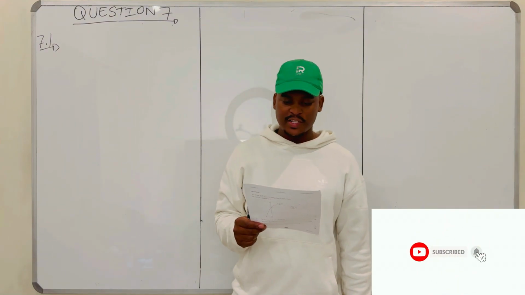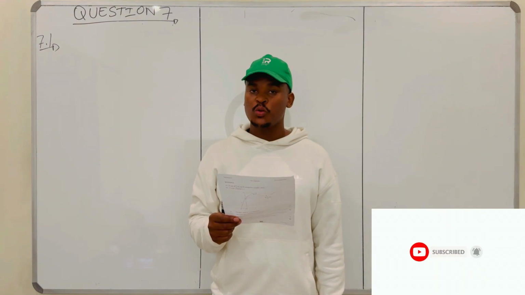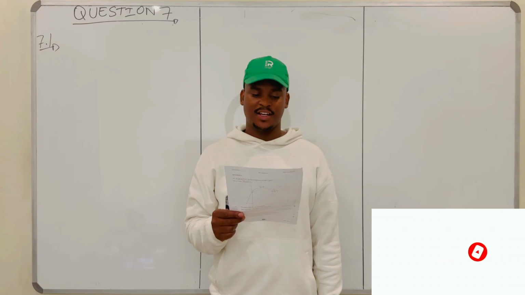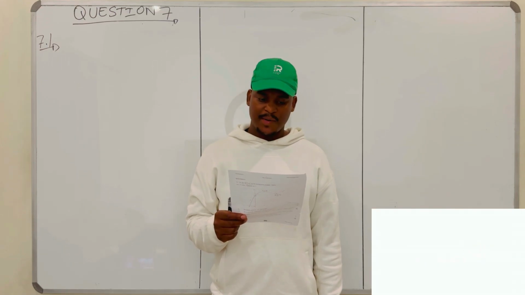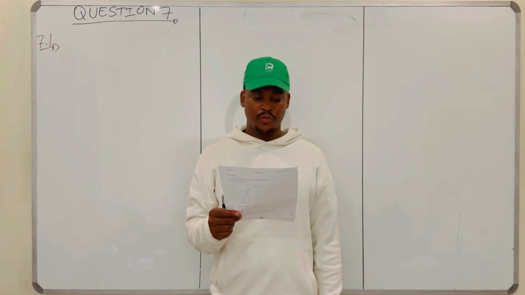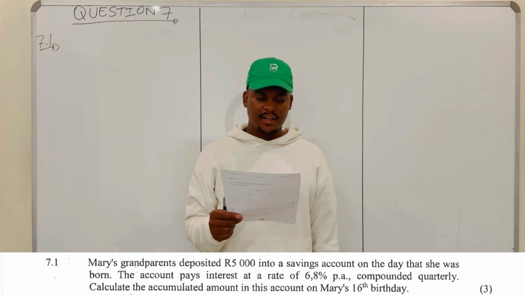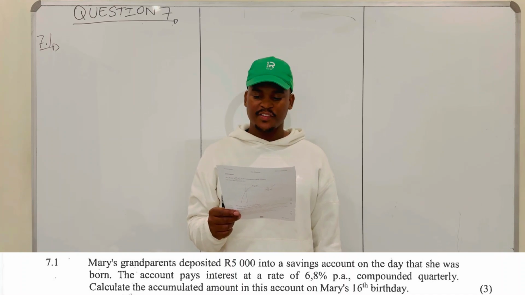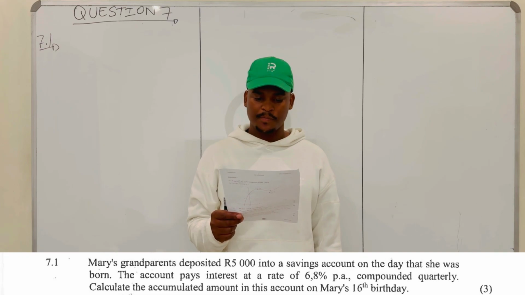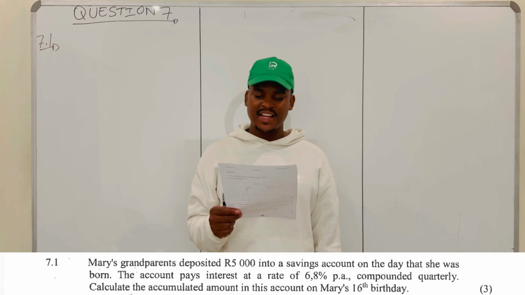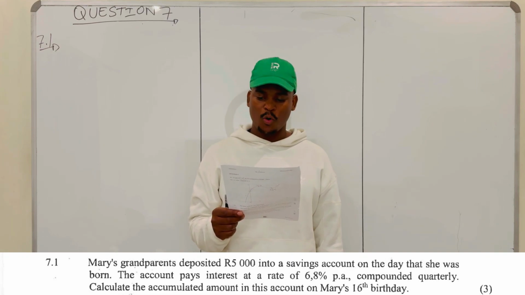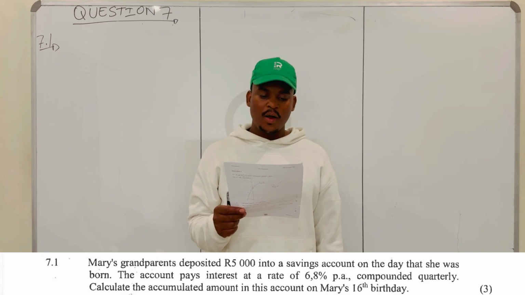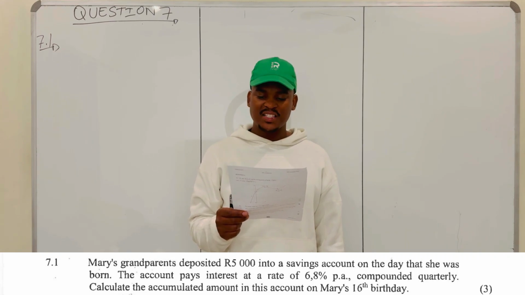So on this video, we're doing question 7 of the November 2024 question paper, Mathematics Paper 1. And the topic is financial mathematics. So question 7 reads as follows. 7.1: Mary's grandparents deposited 5,000 into a savings account on the day that she was born. The account pays interest at a rate of 6.8% per annum compounded quarterly. They want us to calculate the accumulated amount in this account on Mary's 16th birthday.